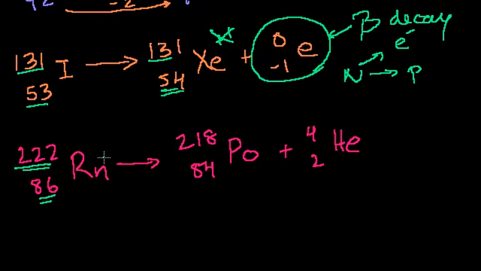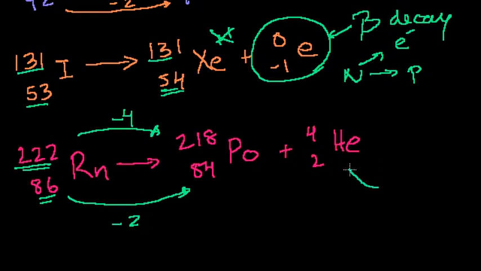But anyway, back to the problem. So what happened? Our atomic mass went down by 4. Our atomic number went down by 2. Once again, we must have released a helium particle, a helium nucleus, something that has an atomic mass of 4 and an atomic number of 2. And so there we are. So this is alpha decay.